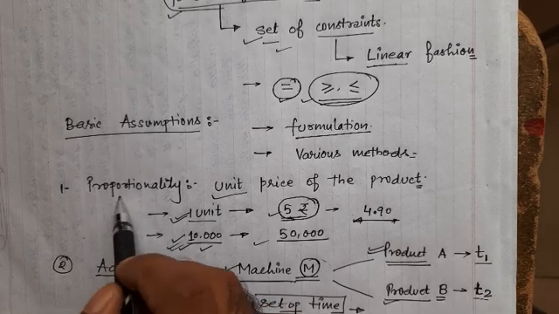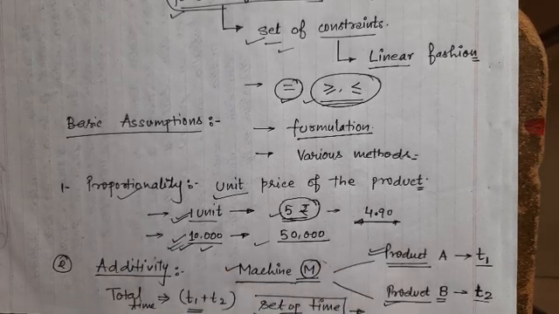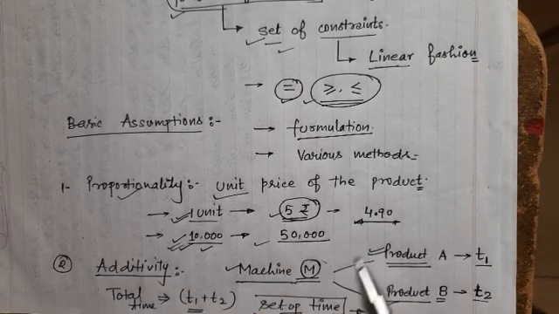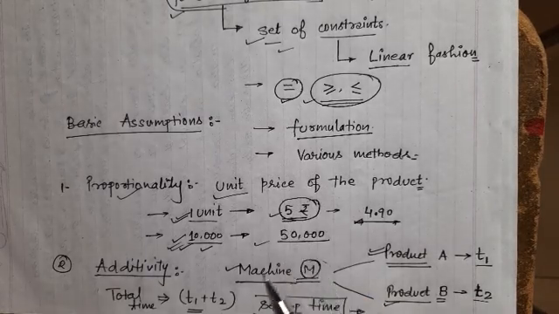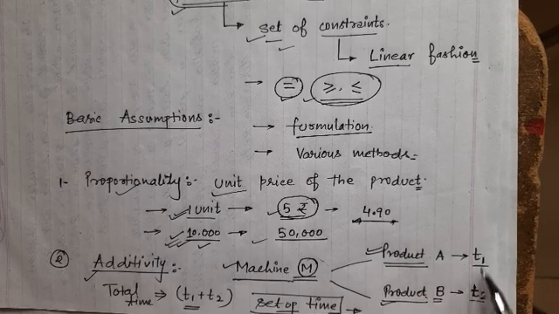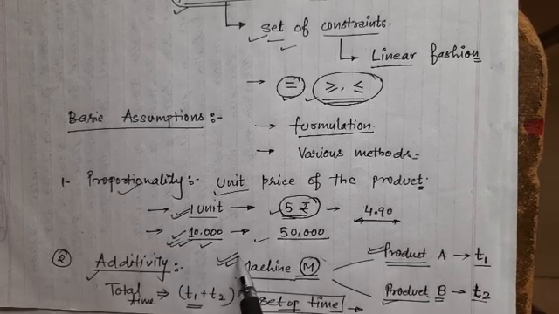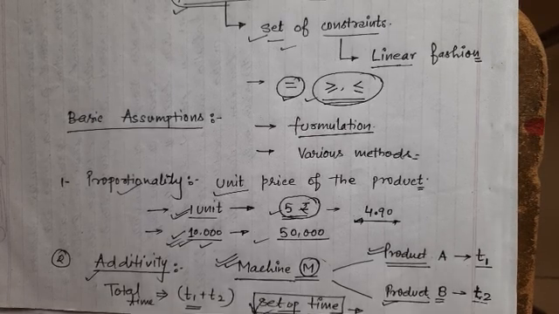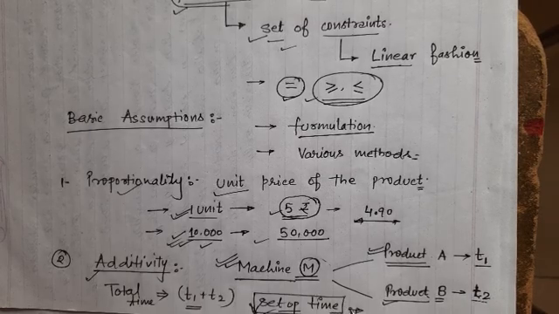So the first assumption is proportionality, where the unit price of the product will remain the same. You buy 1 unit or a large number of units, you have to pay the same cost for each product. Second is additivity, two different products T1 and T2 processed on the same machine. So in between, whatever the time involved in the setup of the tools, that time is neglected in the consideration of the problem. Let us take the third assumption, and that is continuity.